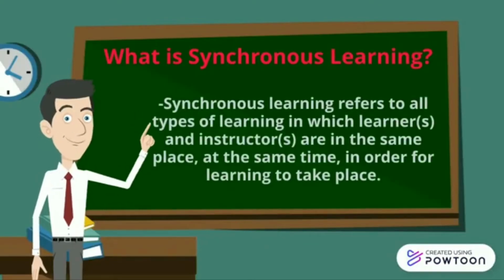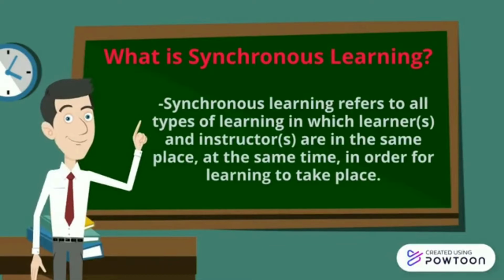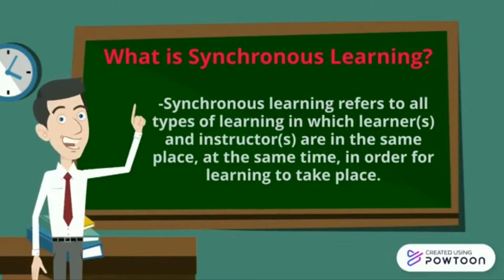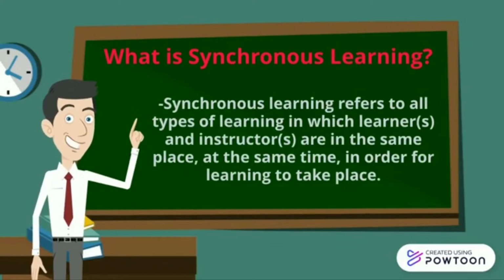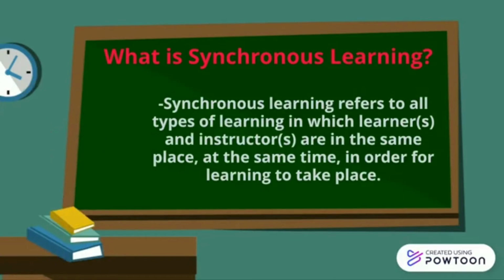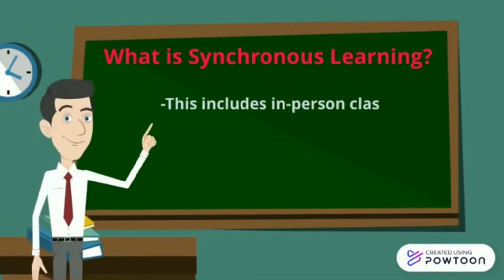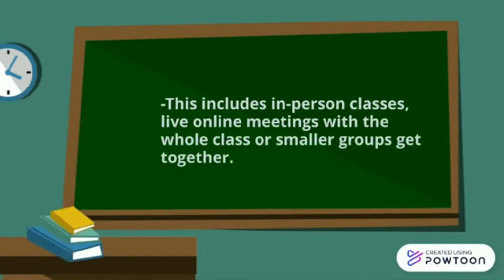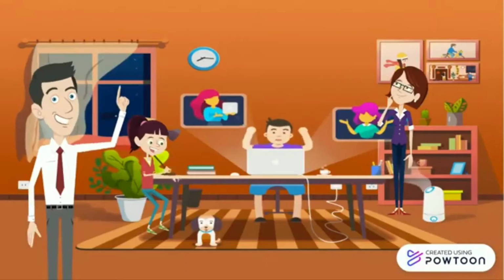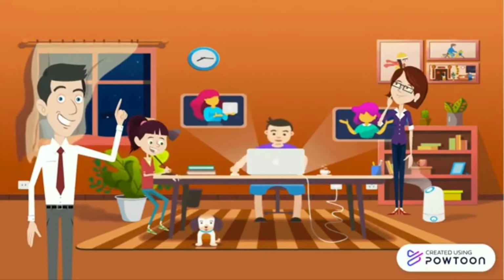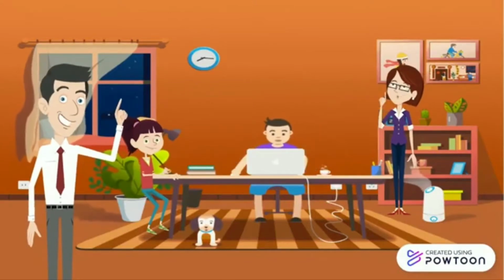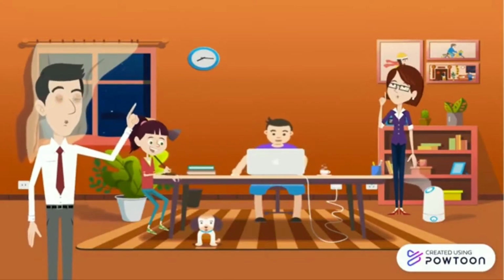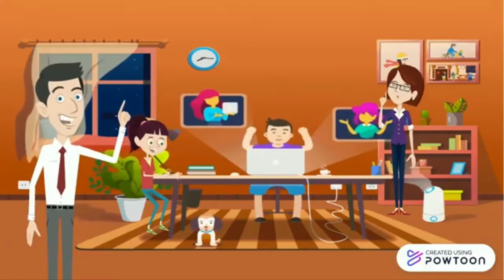Synchronous learning refers to all types of learning in which learners and instructors are in the same place, at the same time, in order for learning to take place. This includes in-person classes, live online meetings when the whole class or smaller groups get together. In synchronous learning, students usually go through the learning path together, accompanied by their instructor who is able to provide support while students are completing tasks and activities.